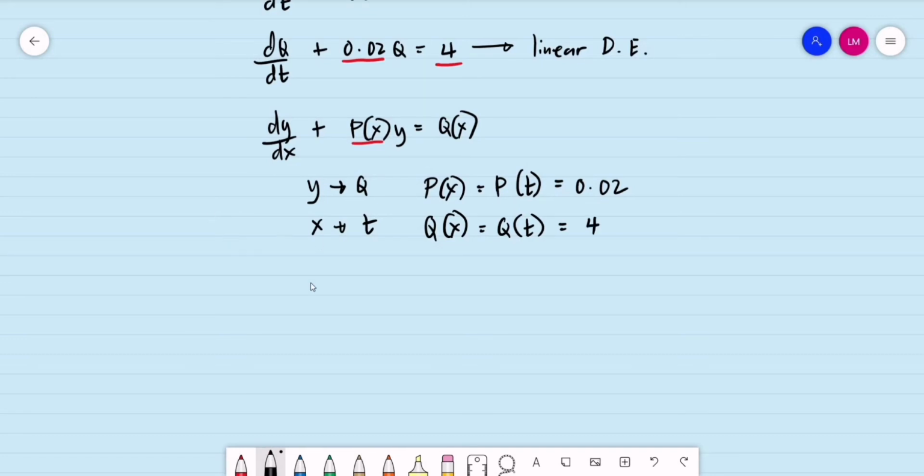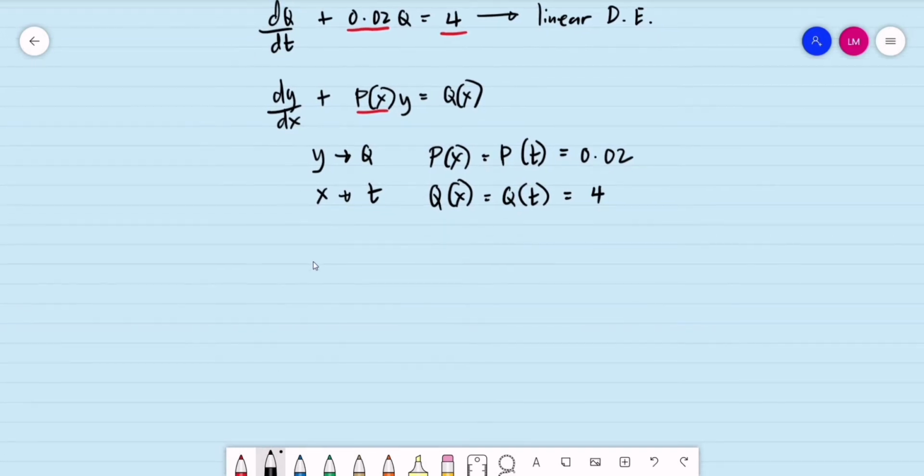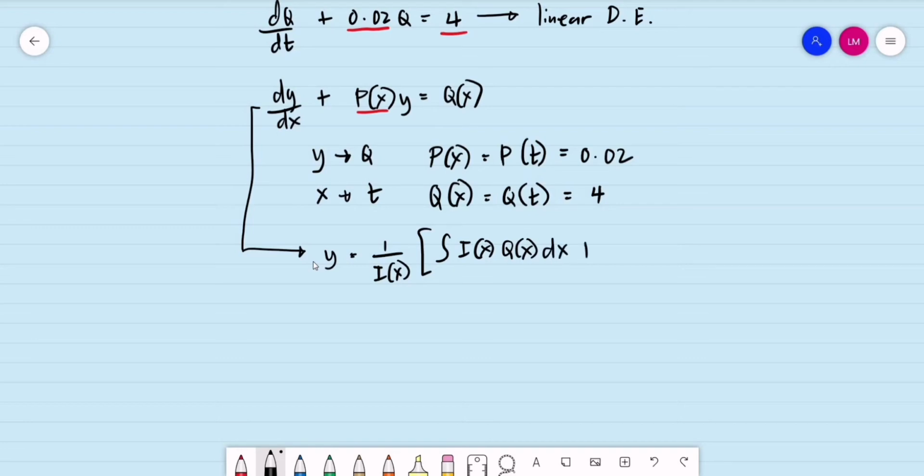Okay, so what is the formula for the solution of a linear differential equation? Again, from our solutions for a linear differential equation, y is equal to 1 divided by the integrating factor I of x, to be multiplied by the integral of the integrating factor I of x multiplied by Q of x, dx, plus the arbitrary constant c.